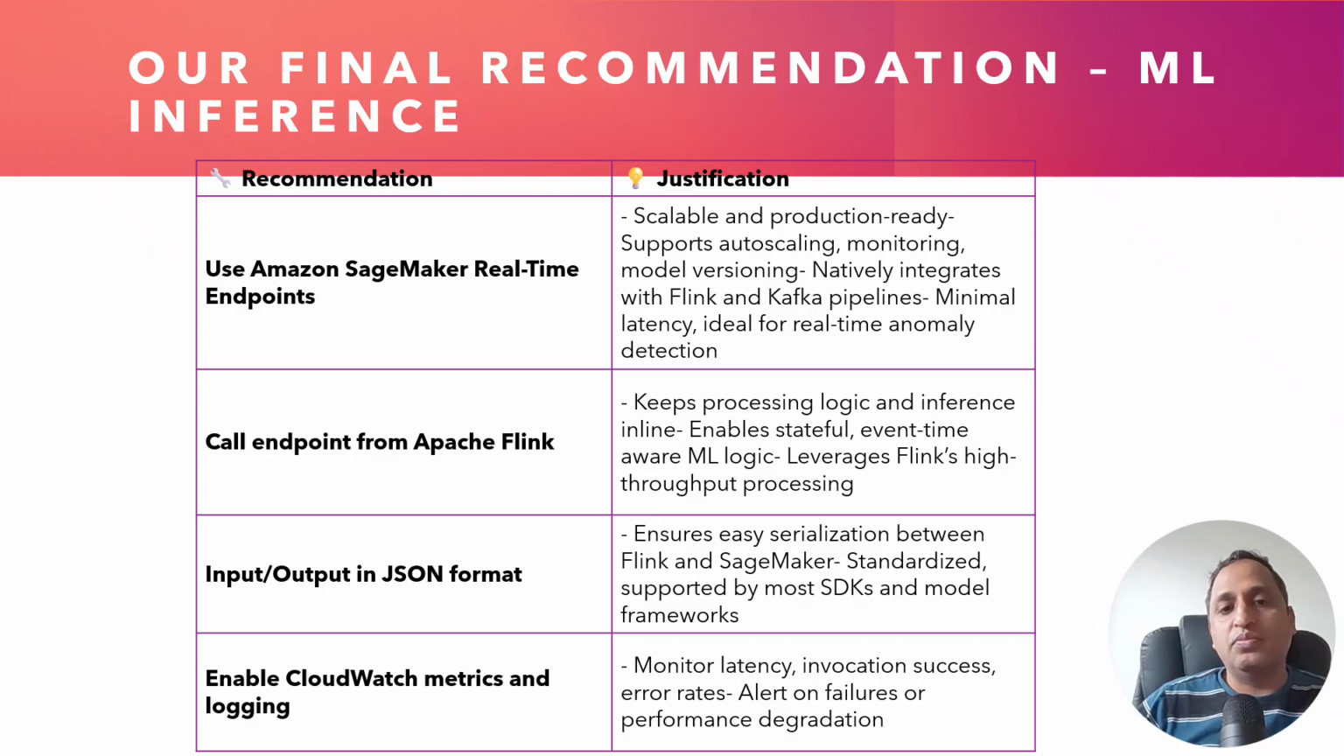So now to summarize, this setup gives us the best of all worlds. We have the real-time performance of Flink, the intelligence of a trained ML model, and the scalability and low latency of SageMaker, all within the AWS ecosystem. So basically this design is also future proof. Even if you want to scale up and scale down, it is future proof, and it is also operationally robust.